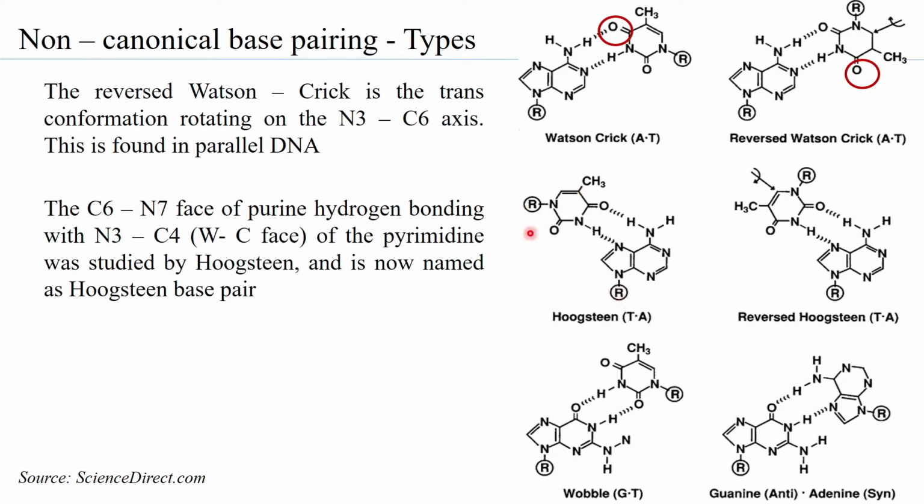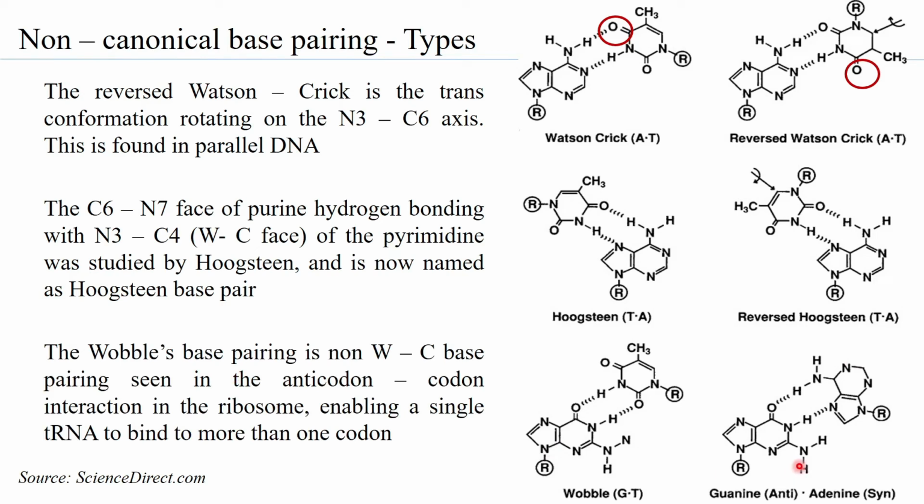Now you can have this rotated by 180 degrees. Again, if it is rotated by 180 degrees, it will still form the AT base pair, but this time because of the rotation of one of the nucleobases, you have what is called reversed Hoogsteen. So both Hoogsteen and reversed Hoogsteen are again non-canonical base pairs.